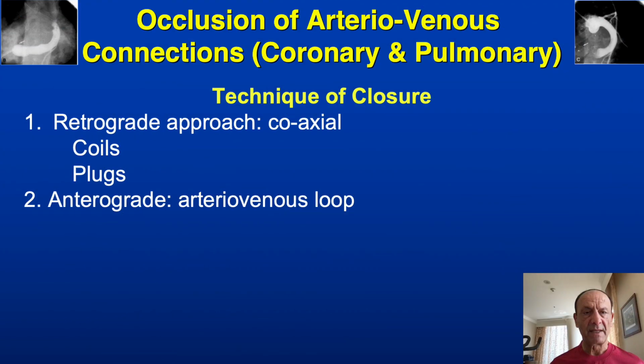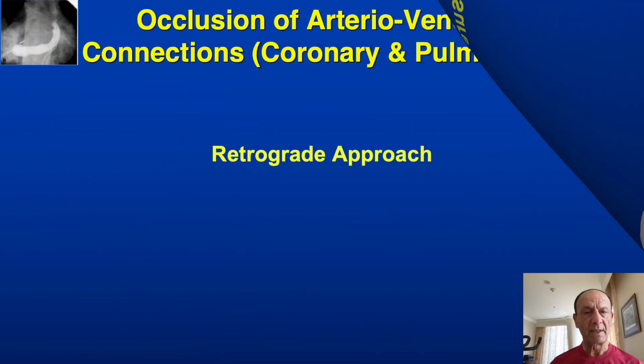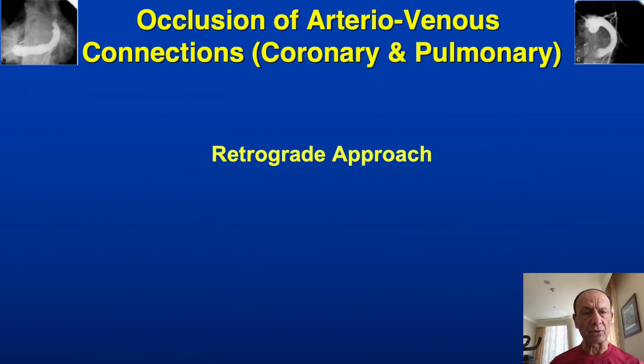Technique of closure, either you can go retrograde with coaxial technique using coils or vascular plugs, or we close it anterograde. In these patients, you will need to create an arteriovenous loop. Let's discuss the retrograde approach.